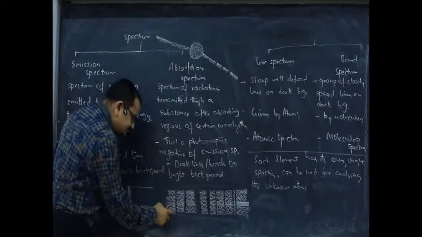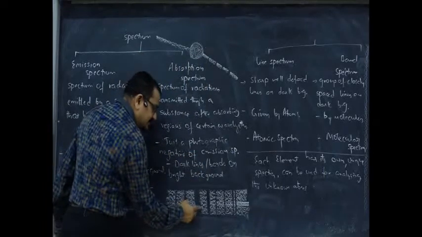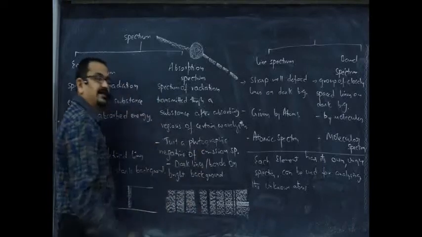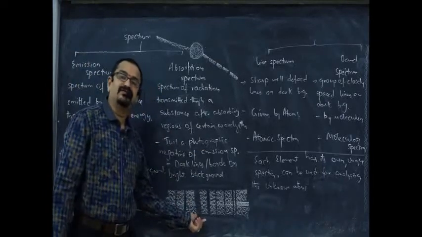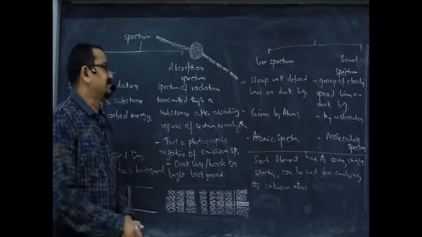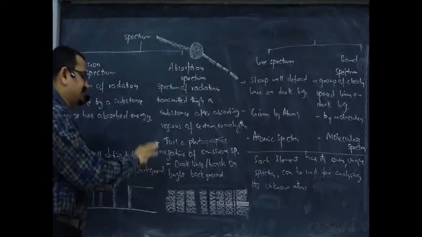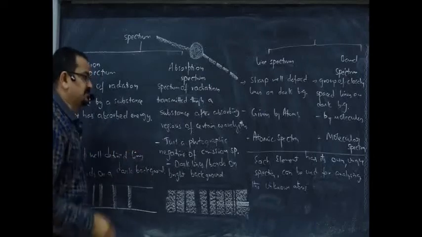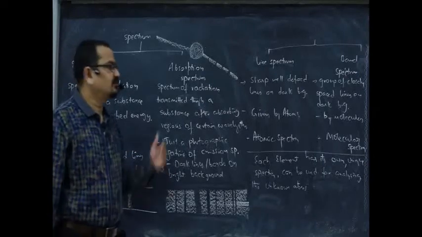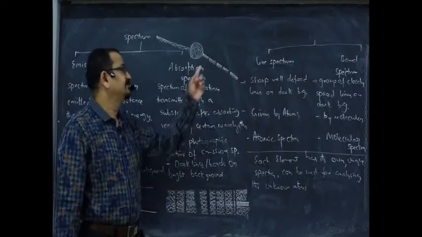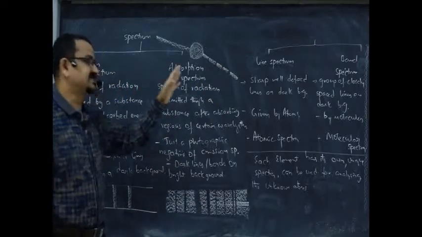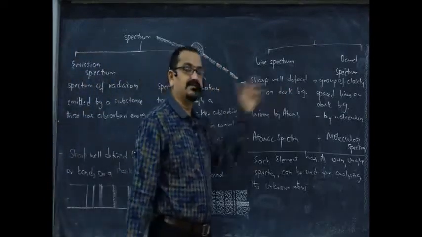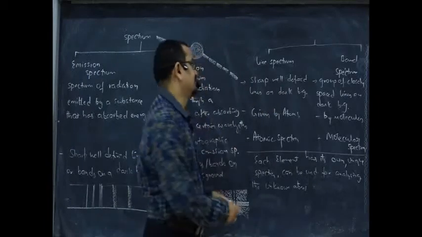Once again, emission spectrum contains sharp well-defined lines or bands on a dark background like this, whereas absorption spectrum contains dark lines or dark gaps on a bright background. These dark lines or gaps correspond to the wavelengths absorbed by the substance. This is the basic difference between emission and absorption, and in both cases we have another classification, that is line spectrum and band spectrum. Presently we are discussing line and band spectrum belonging to emission spectrum.